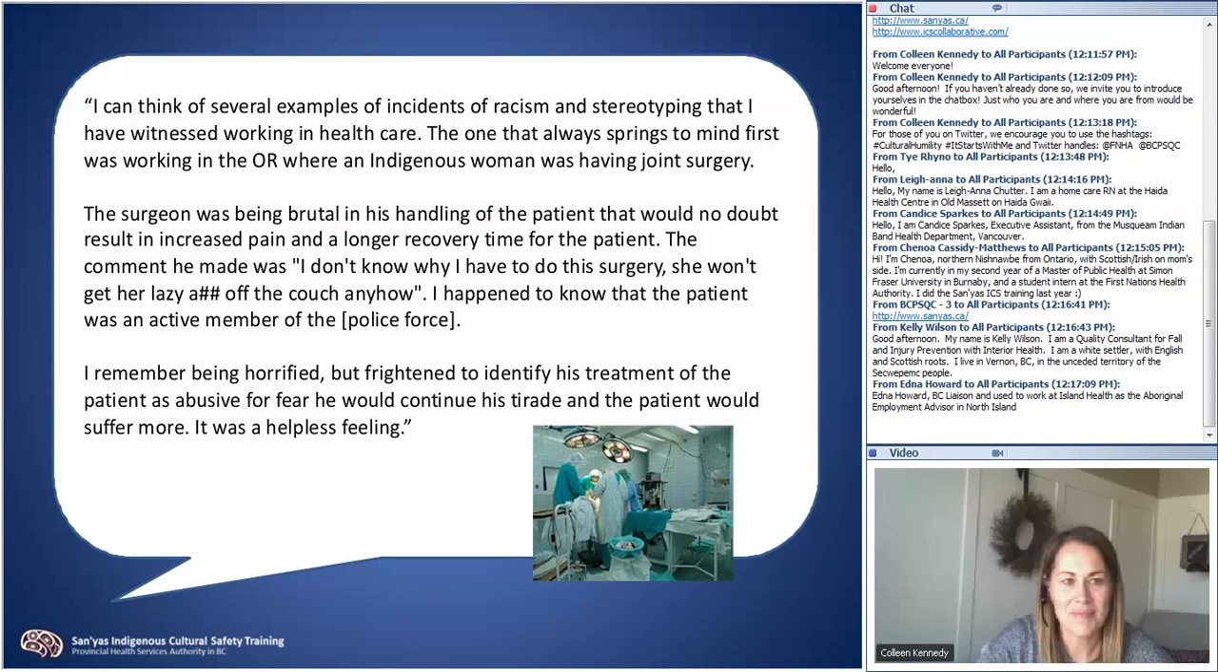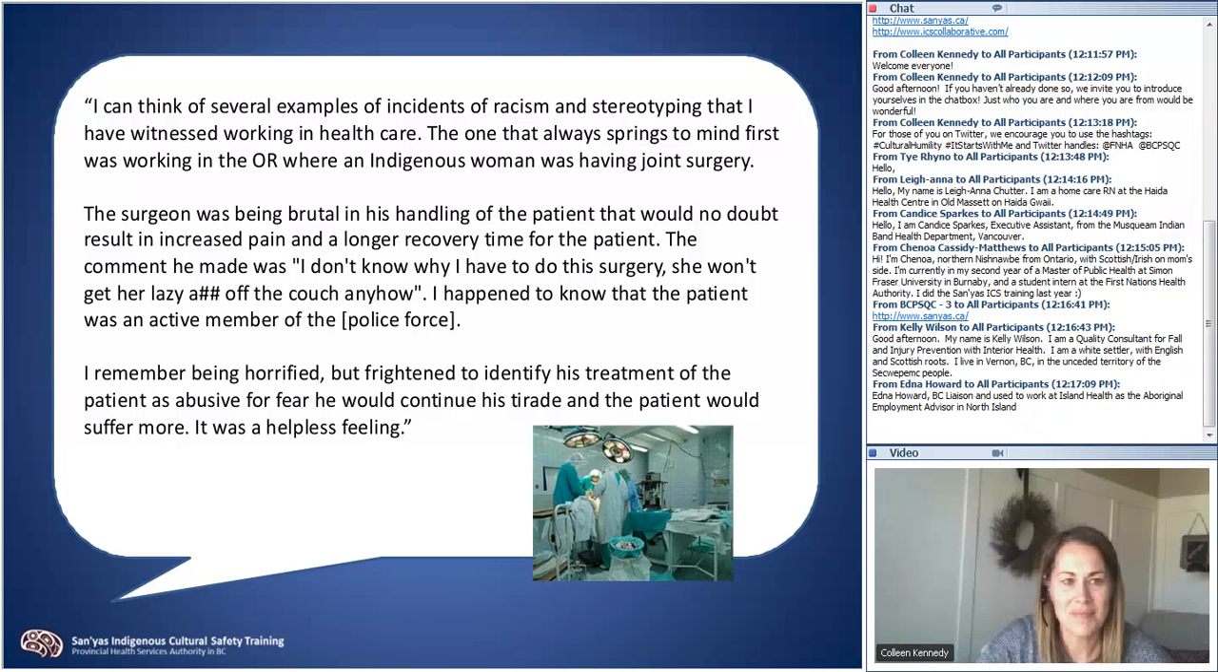The comment he made was, I don't know why I have to do this surgery. She won't get her lazy ass off the couch anyhow. I happen to know that the patient was an active member of the police force. I remember being horrified but frightened to identify this treatment of the patient as abusive for fear he would continue his tirade and the patient would suffer more. It was a helpless feeling.